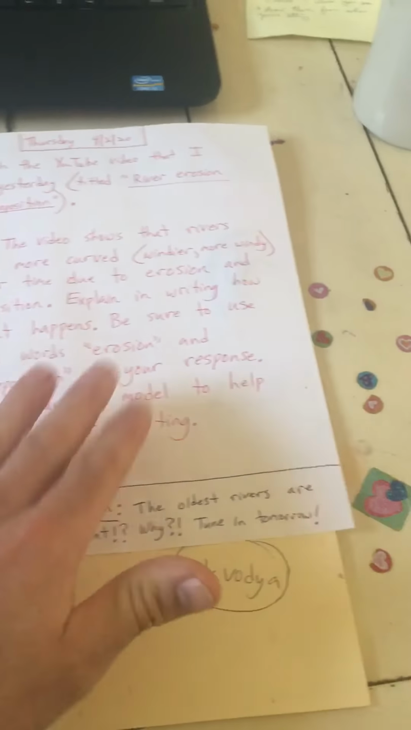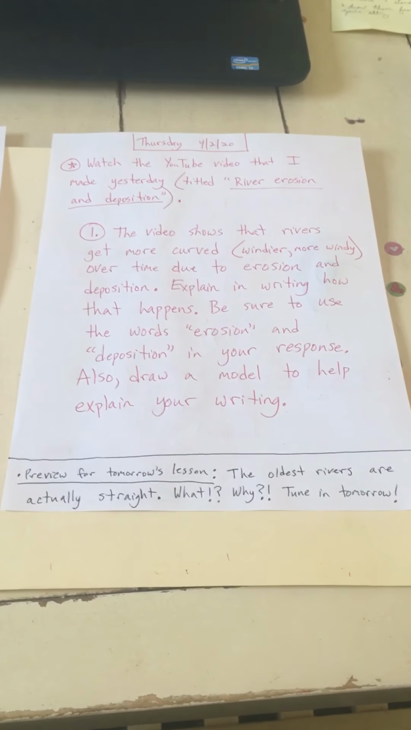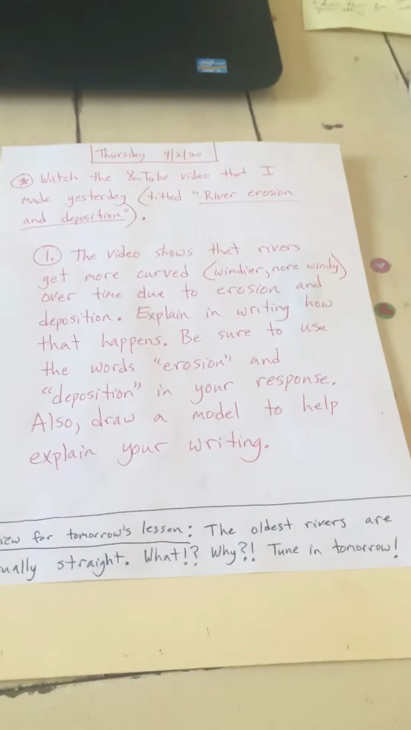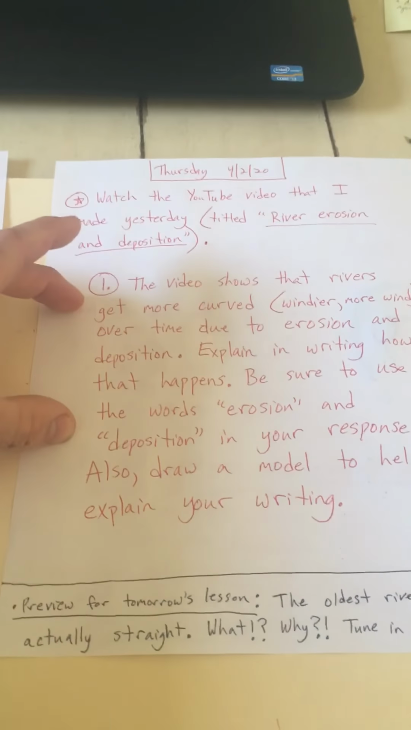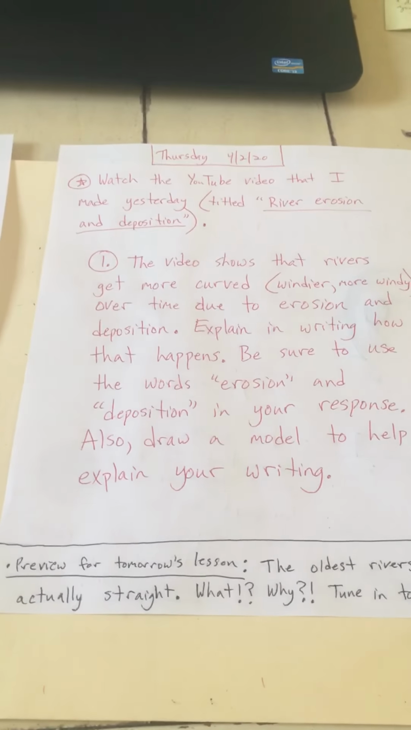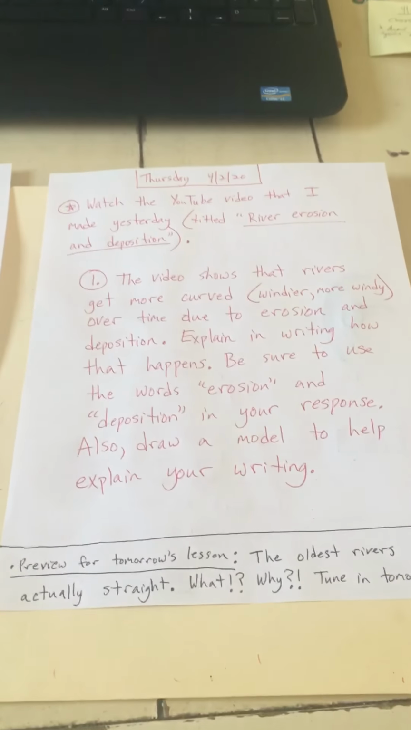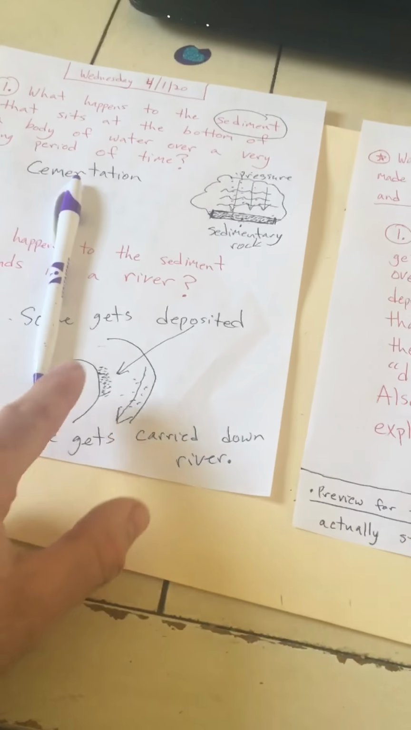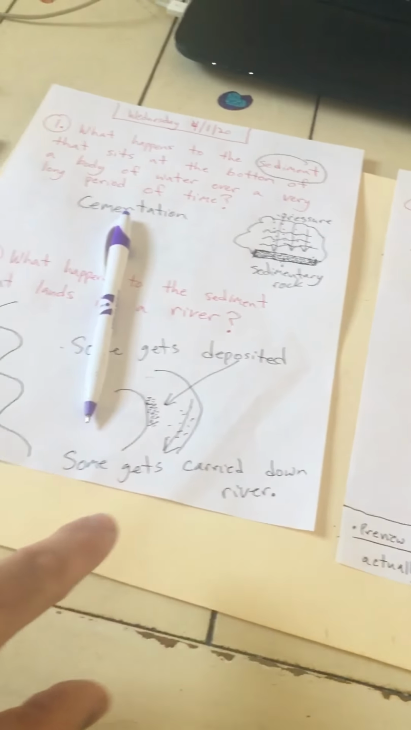Now, this is going to blow your mind tomorrow, but here's a preview for tomorrow's lesson. It says the oldest rivers are actually straight. What? Why? Tune in tomorrow to find out. So we are basically learning now that rivers over long periods of time become more windy. So how could this fact, it is a fact, how could this possibly be true? Based on everything we just talked about, how rivers become more windy because soil is deposited here and it is eroded from the outside, making it a bigger curve.